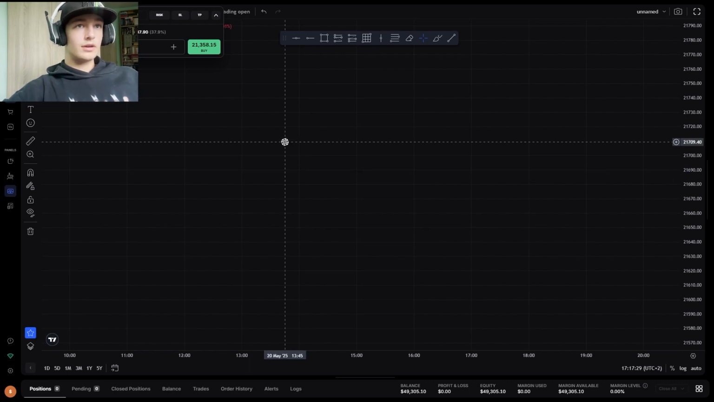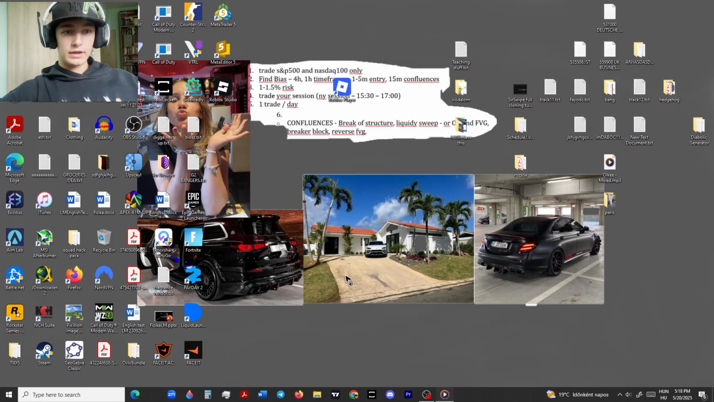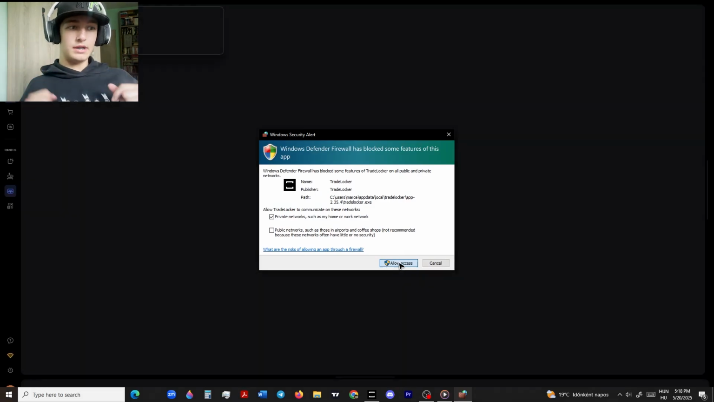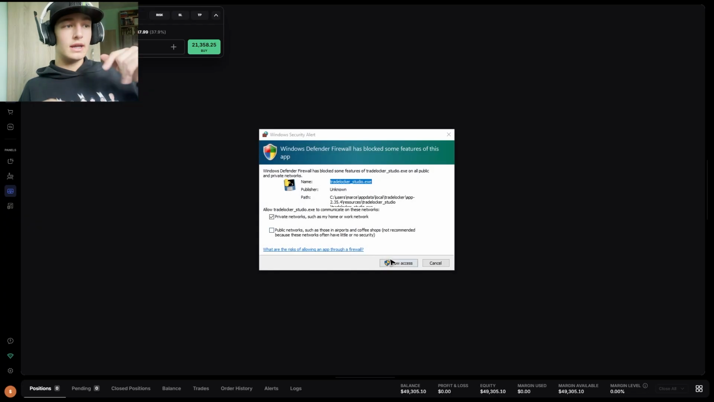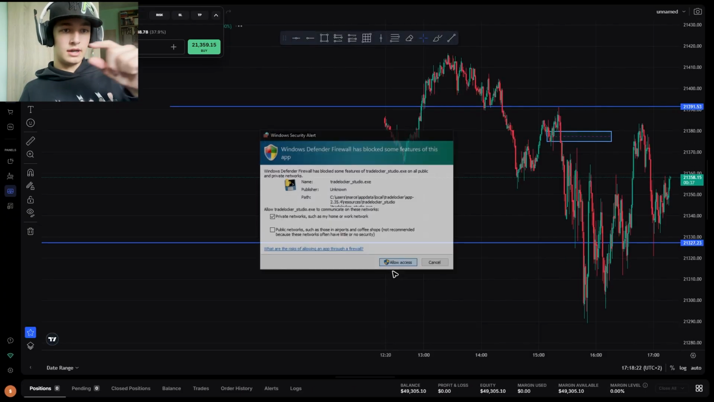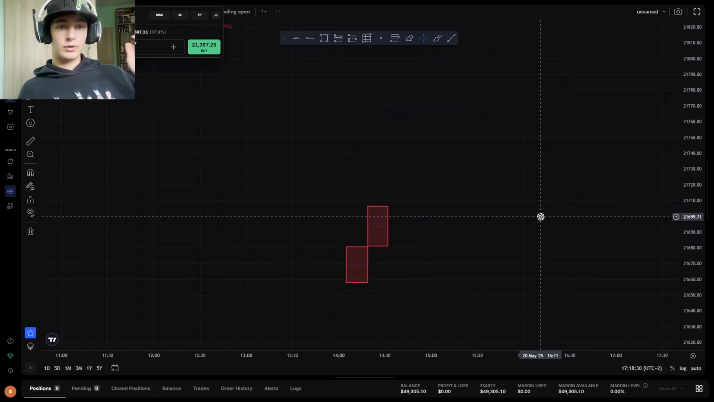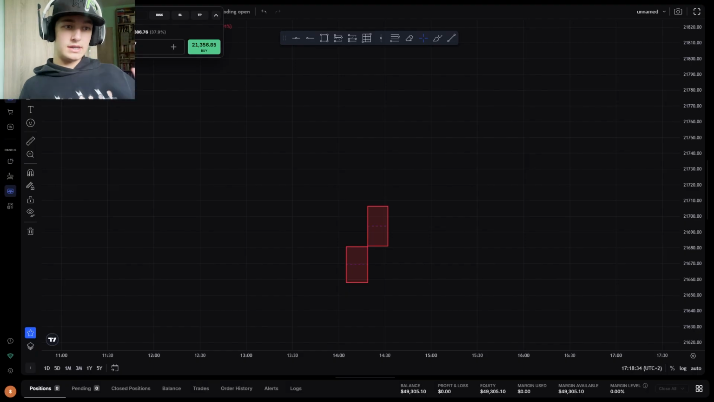So what's a fair value gap? A fair value gap is basically the imbalance between sellers and buyers. When there's a strong push, maybe upwards, and there are no sellers entering positions, that's where you get an imbalance. There were a lot more buyers than sellers, thus creating an imbalance between the two sides.